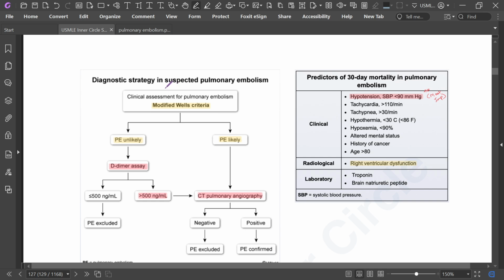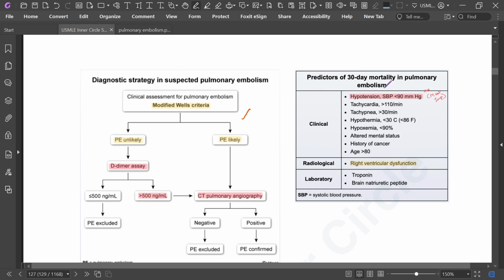This is the diagnostic strategy in suspected pulmonary embolism. Clinical assessment for pulmonary embolism by modified Wells criteria. If PE likely, CT pulmonary angiogram. If positive, PE confirmed. If negative, PE excluded. If PE unlikely, go for D-dimer. If D-dimer is less than 500, PE is excluded. If D-dimer is more than 500, a CT pulmonary angiogram should be done to look for pulmonary embolism. If it is positive, then PE is confirmed. Negative, PE excluded. Okay.